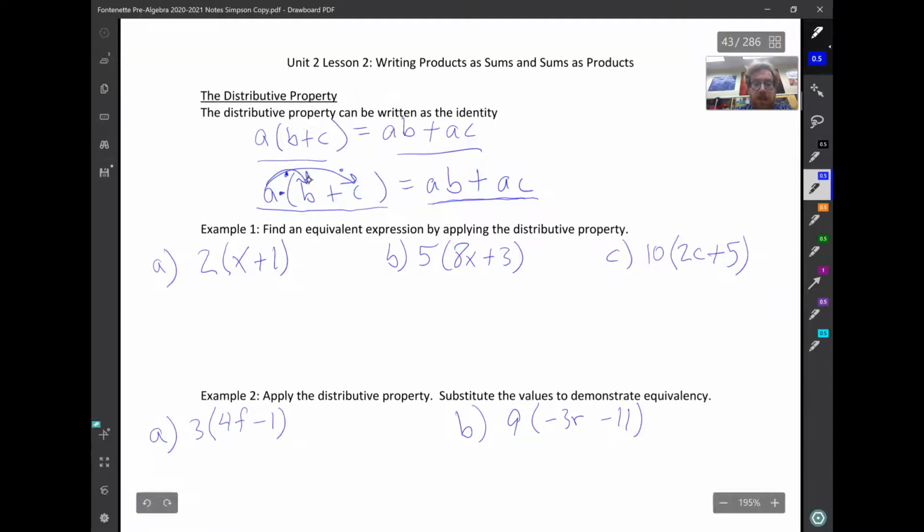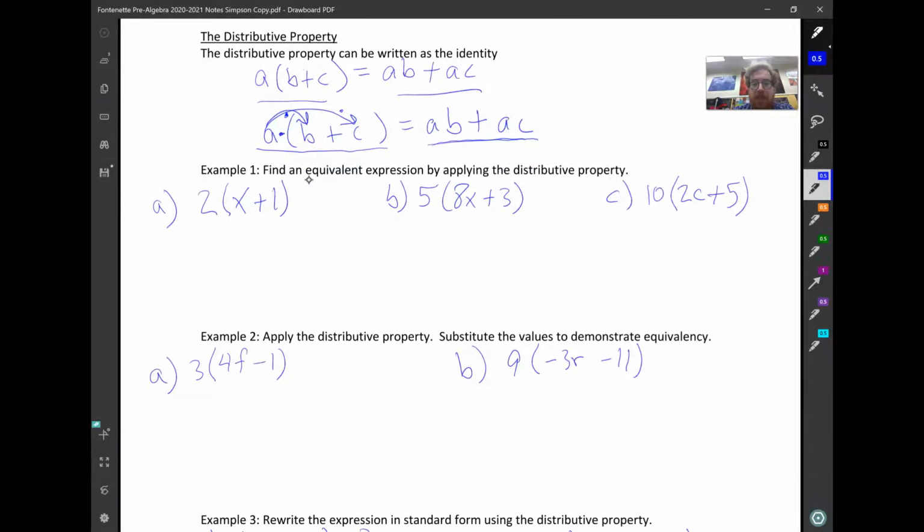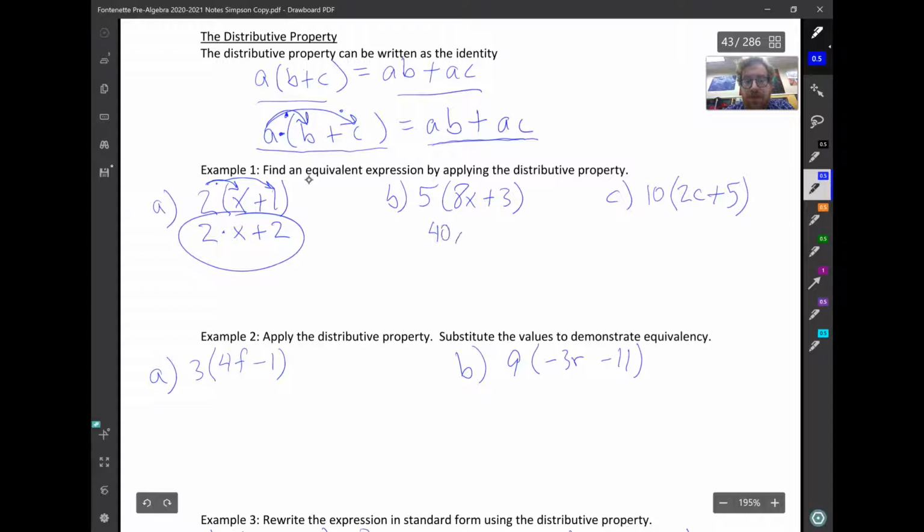If we see some examples, here are examples A, B, and C under example 1. 2 times (x plus 1) will look like 2 times x plus 2 times 1, because you do 2 times x, and then you do 2 times 1, and you add those two things together. Letter B, you get 5 times 8x, which is 40x, and then 5 times positive 3, which is 15. Under C, you get 10 times 2c, which is 20c, plus 10 times 5, which is 50.